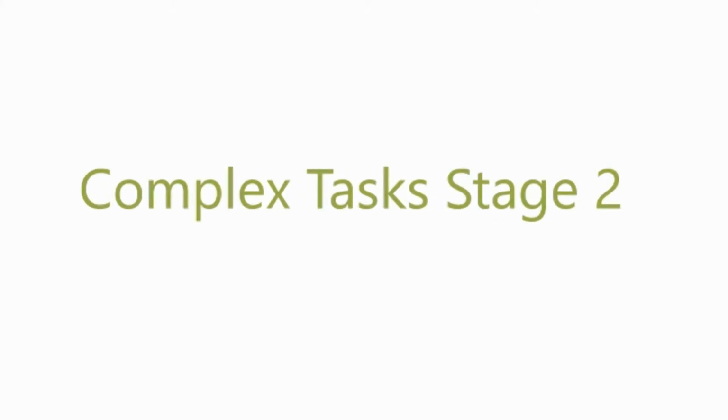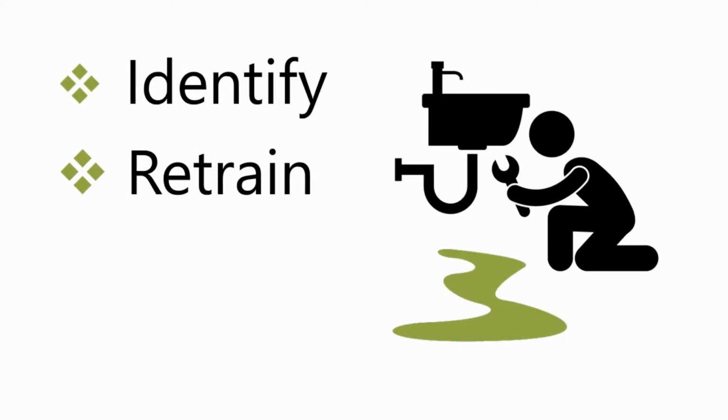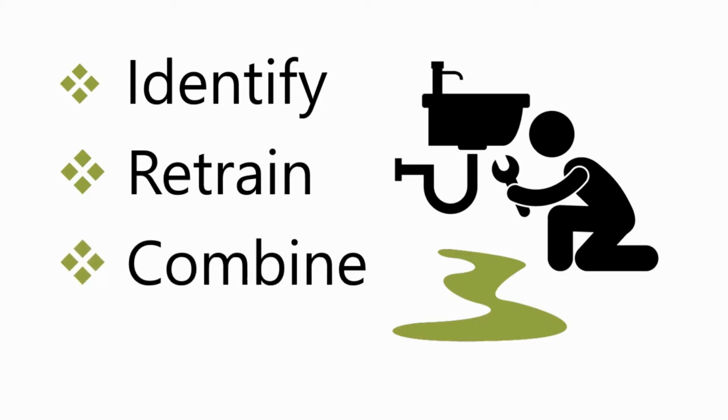Stage 2 of complex tasks is about learning how to do more demanding activities while maintaining suitable trunk posture. Stage 2 involves identifying which components of the task place additional demands on posture, retraining posture for each of those components separately, then gradually combining them so your client can perform the task in a satisfactory way.